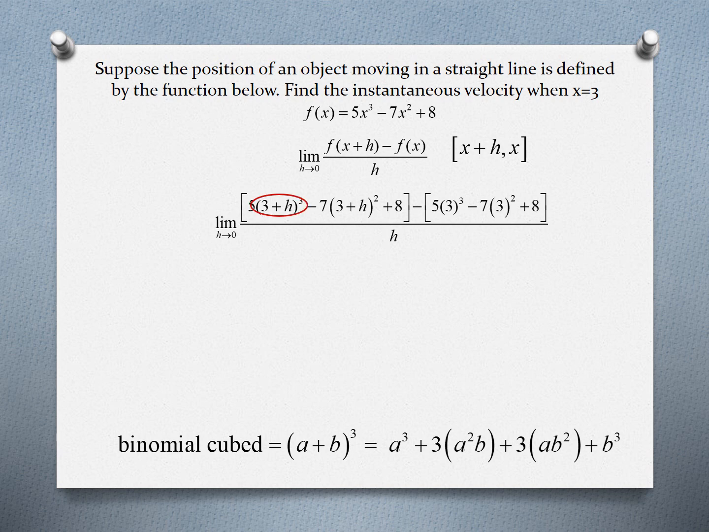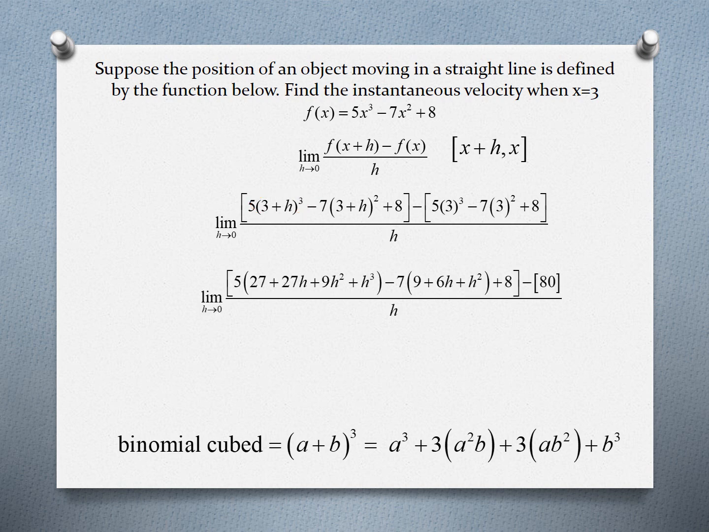So when you multiply this 3 plus h quantity cubed out, you're going to end up with 27 plus 27h plus 9h squared plus h cubed. So just pay very careful attention to that. Also, I multiplied out my binomial squared, and then my 8 just kind of came along with me. And then I simplified my f of x as well.